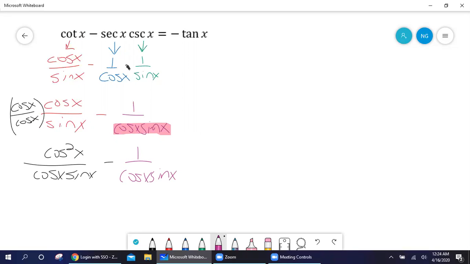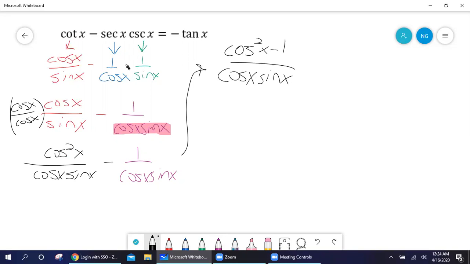Now that I have common denominators, I can combine it into one single fraction. So this is going to be cosine squared minus 1 over cosine times sine. Now here's where the real hitch comes in on this. Cosine squared minus 1 actually is a version of a Pythagorean identity. This would be off to the side.